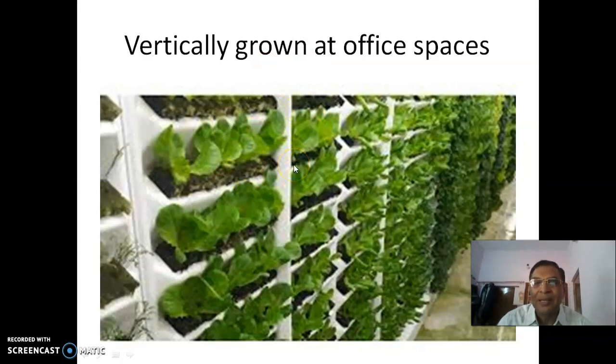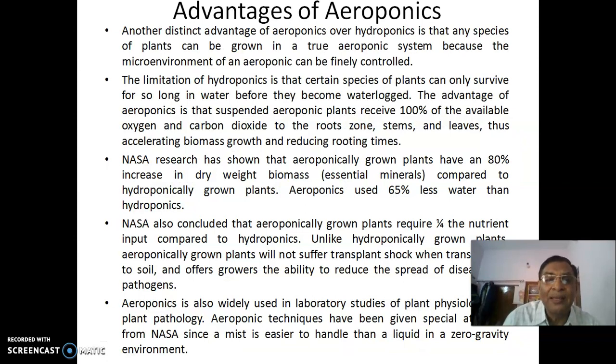You can see this in many office spaces also, even as decorative things. GHMC also people are doing it, and many in corporate offices are trying it. Here it is a leafy vegetable, which you can grow vertically, no problem. These are some of the visuals which we can enjoy. So what are the advantages of aeroponics? I think here we get all those points.